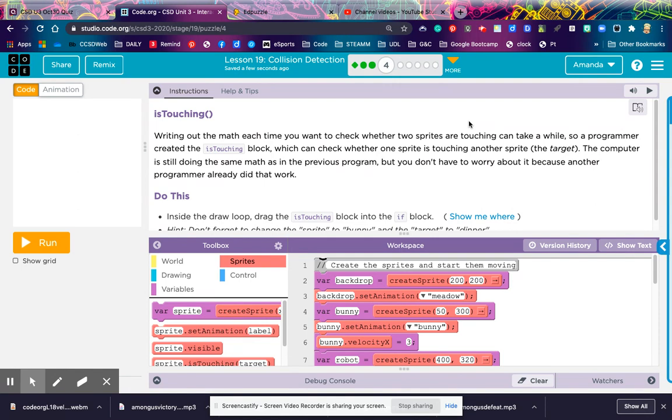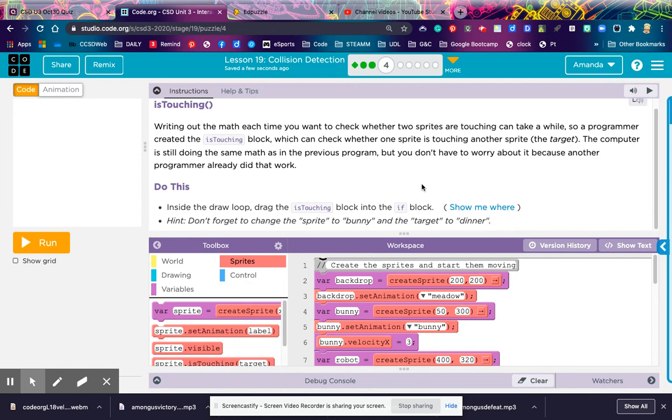All right, level 4 is touching. Writing out the math each time you want to check whether two sprites are touching can take a while. So a programmer created the is touching block, which can check whether one sprite is touching another sprite, the target. The computer is still doing the same math as in the previous program, but you don't have to worry about it because another programmer already did that work. Boy, thank goodness for programmers.